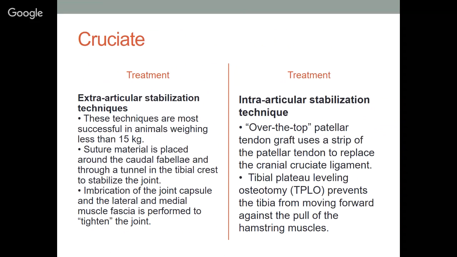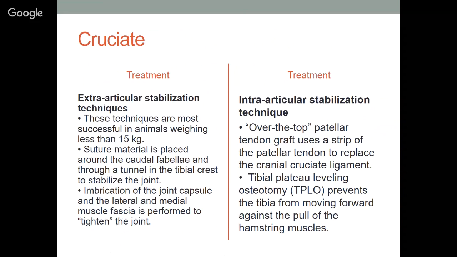Extra-articular, we will most often use in animals that weigh less than 15 kilograms. The suture material is placed around the caudal fibula. Remember, I said that's a sesamoid bone that would become important later. And that sesamoid bone is at the end of the femur on the side. And we put the suture material, a certain thickness based on their weight, through a tunnel into the tibial crest and stabilize the joint. We may also imbricate or tighten that joint capsule by suturing the side of the joint capsule a little closer together. And the lateral and medial muscle fascia is performed. We tighten that joint to keep it more stable.